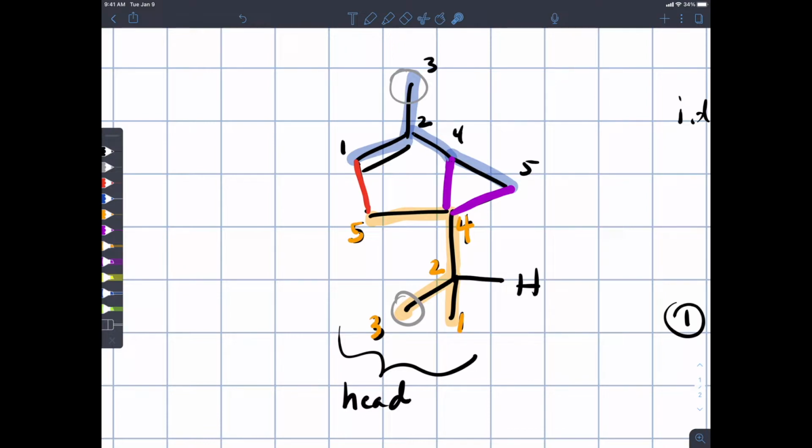Sierra from the chat asks, where can we find problems to practice this if it isn't in our books? Practice the stuff I'm showing you in class, I guess.